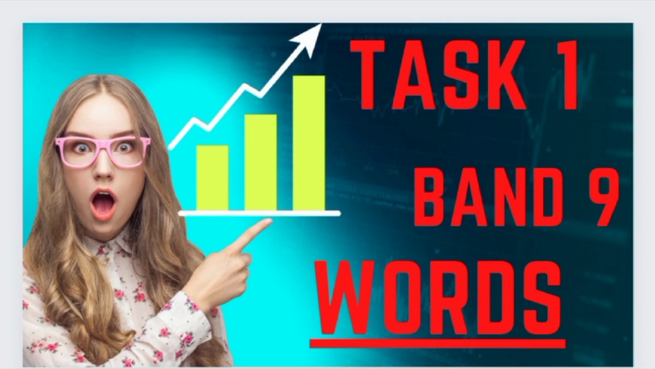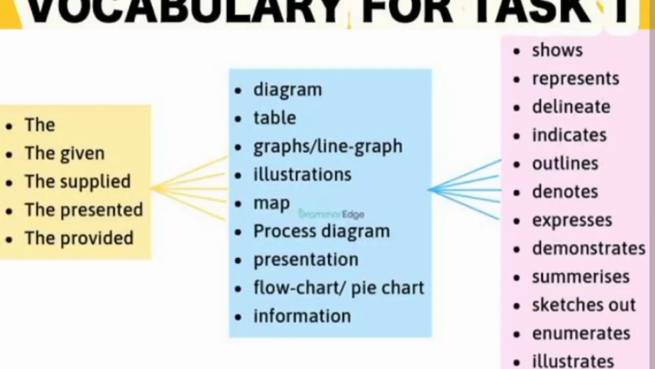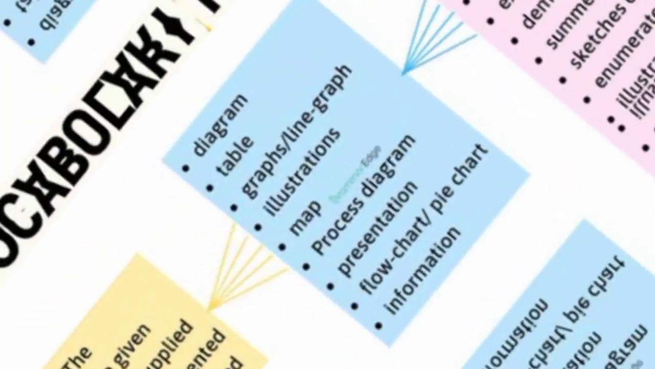So let's start with our vocabulary. The very first thing is how to start your writing task 1. Here you can see a picture or some data on the screen about writing task 1, the vocabulary that you can use to start it. In the first column you can see how you can start.